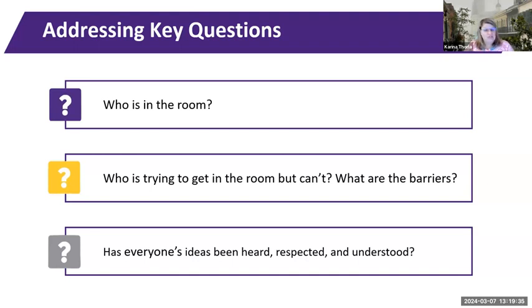Our second question that UDL addresses is, who is trying to get in the room but can't? This kind of goes back to Sarah's comment earlier about how some people might not have access to everything. They don't have access to certain instructional materials or course content. So what are those barriers? UDL acknowledges that students may face barriers to accessing education or fully participating in learning experiences due to various factors concerning the level of abilities, language differences, cultural backgrounds, socioeconomic status, or other forms of diversity.